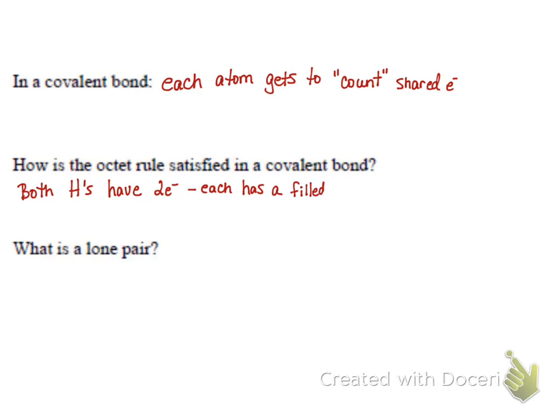When we're counting electrons in a covalent bond, each atom gets to count the shared electrons. And the octet rule is satisfied because both hydrogens have 2 electrons. Each of them gets to count 2 and has a filled energy level. A lone pair is a pair of electrons that's not bonded. It just sits on one atom. It's not shared.